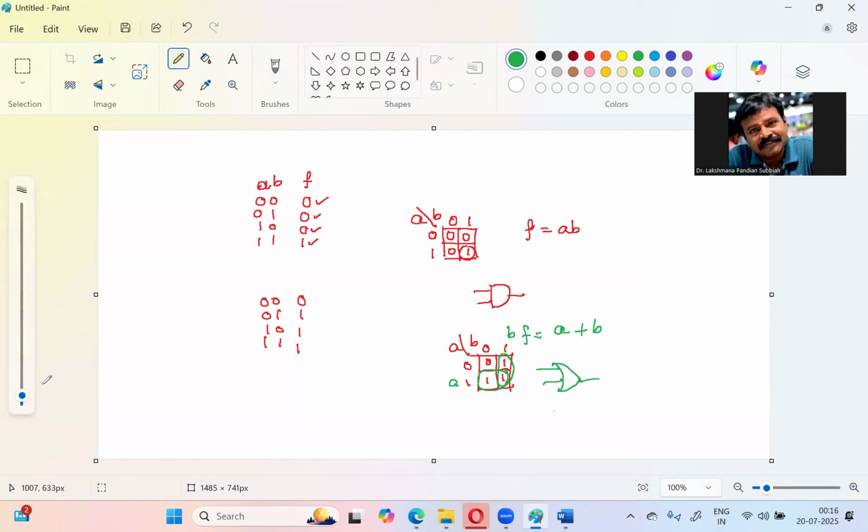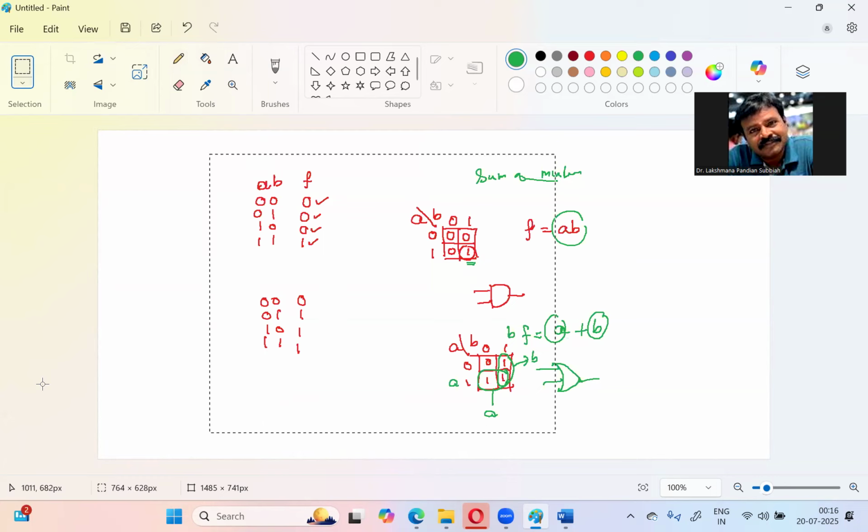So now you are designing. This is the basic idea of how to draw the Karnaugh map, how to fill the output, and then form the terms. You find the sum of product terms, sum of minterms. Here the sum of minterms is AB. Here it is A plus B. For that we have two pairs: for one pair B, for the other pair A. So A plus B gives an OR gate. This is for two variables.